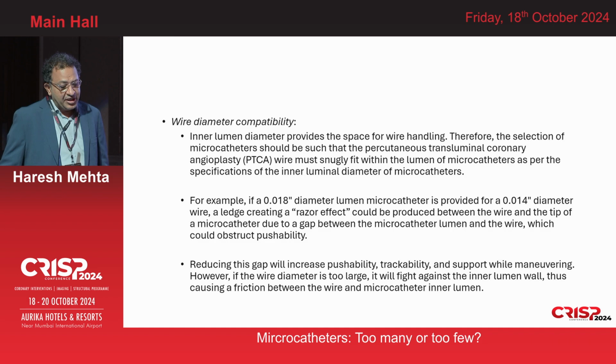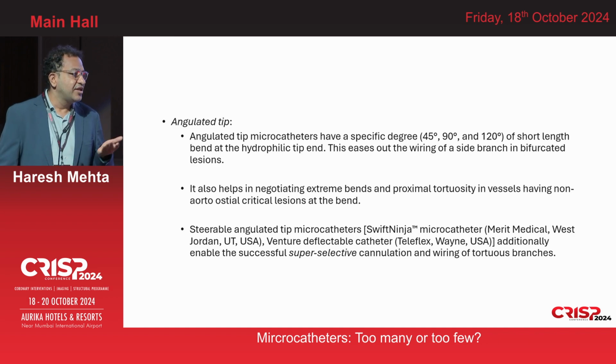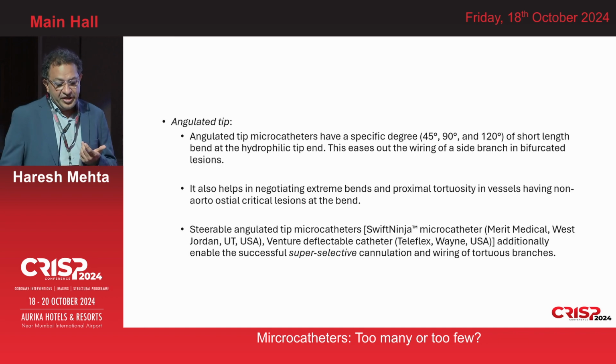Wire diameter compatibility, which I always discussed with you. So you need a very small gap so that you do not end up having a lot of gap between the wire and the microcatheter. An angulated tip is used if you have difficult access, especially if you have bifurcations where your wire doesn't go very easily. So you have these Venture type of catheters.